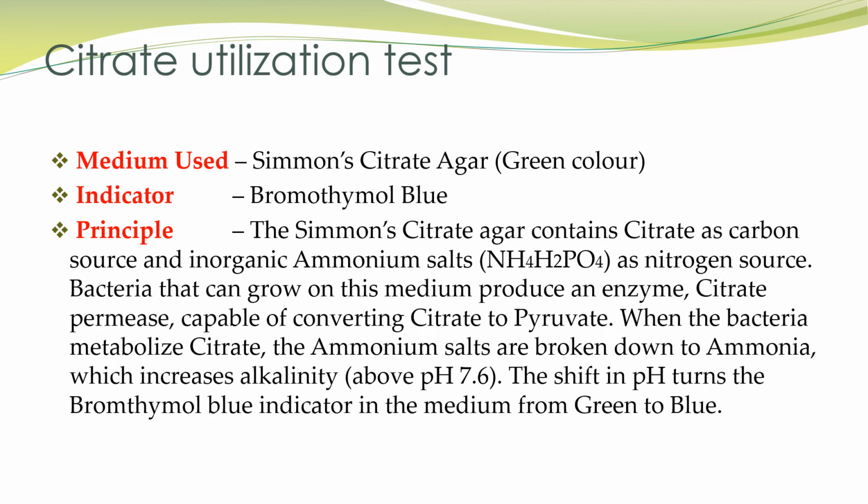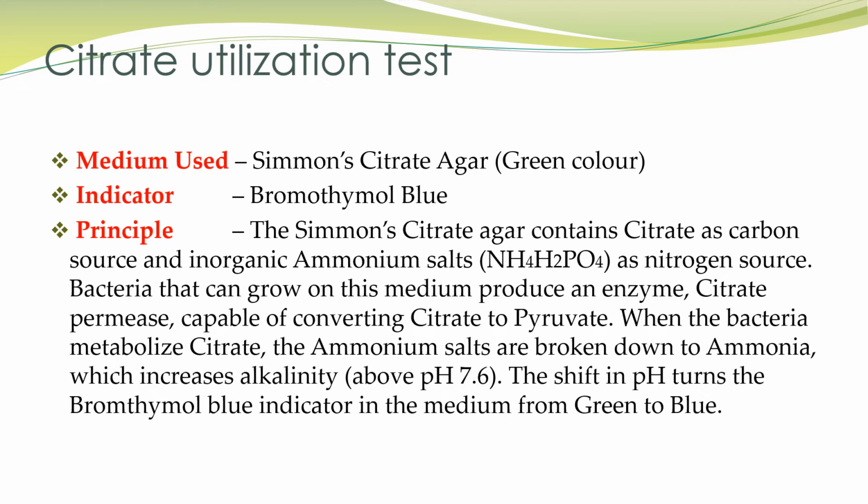And the final one is the citrate utilization test. The medium used for the citrate utilization test is Simmons citrate agar, which is green in color. This Simmons citrate agar consists of two sources: a carbon source and a nitrogen source. The carbon source is citrate and the nitrogen source is ammonium salt. And the indicator is bromothymol blue.